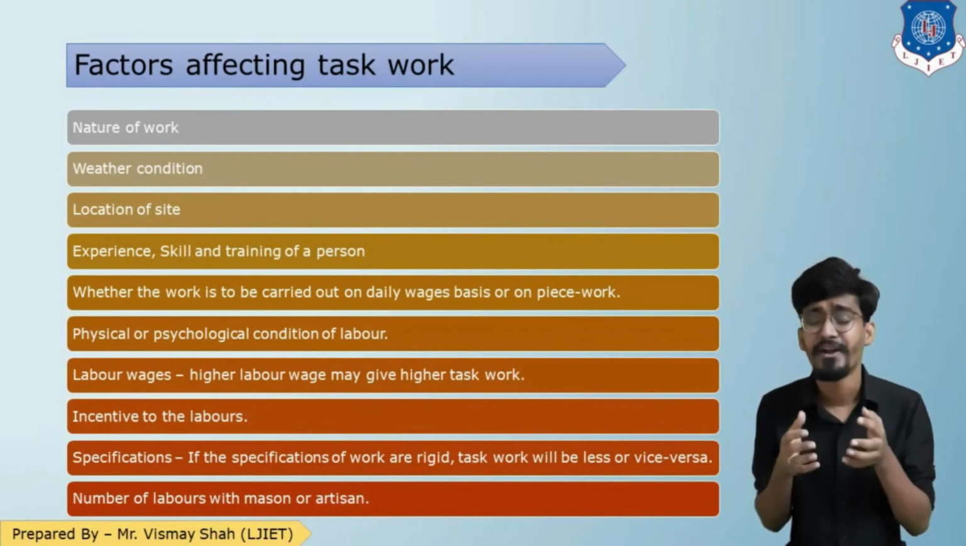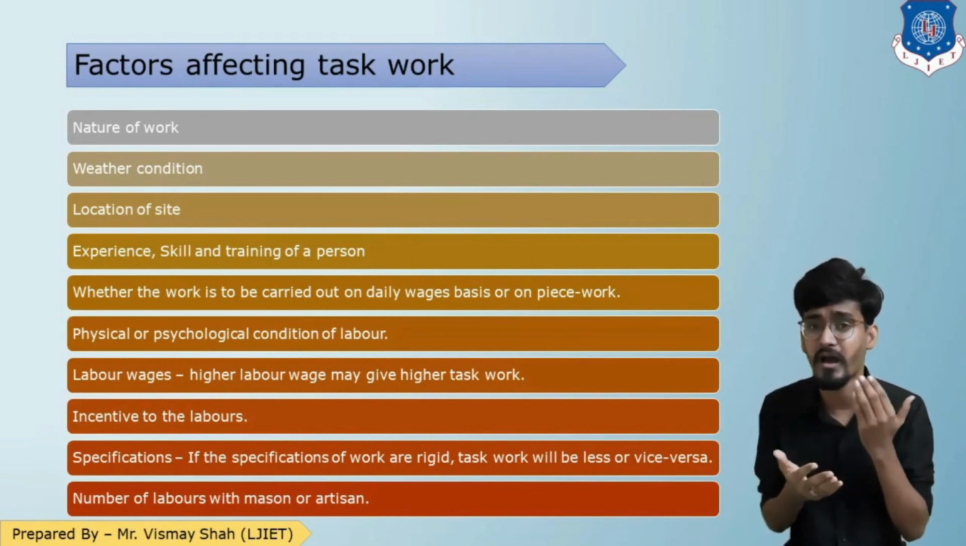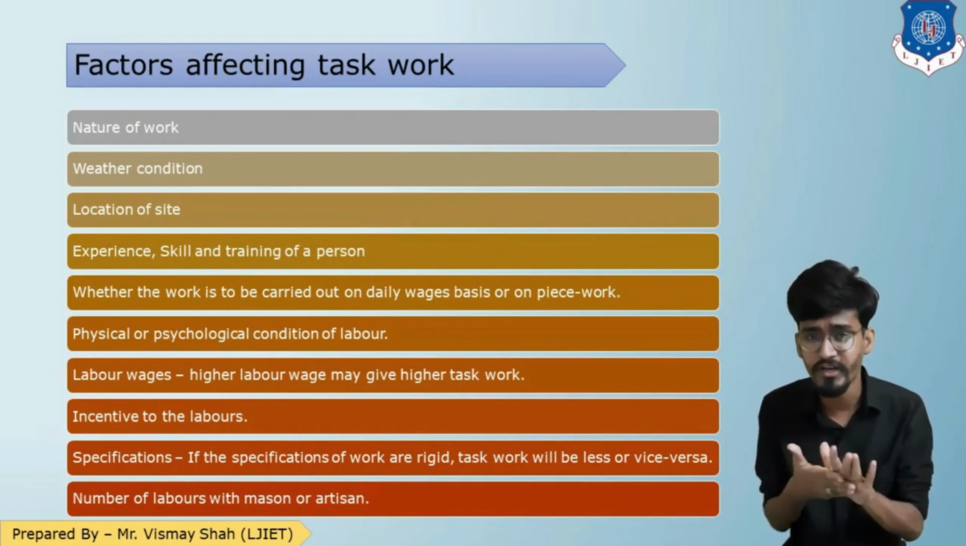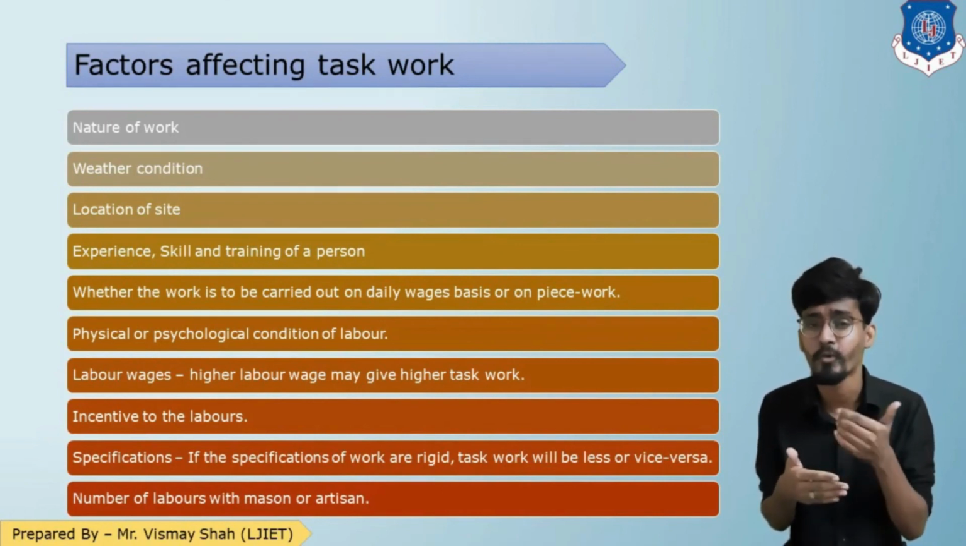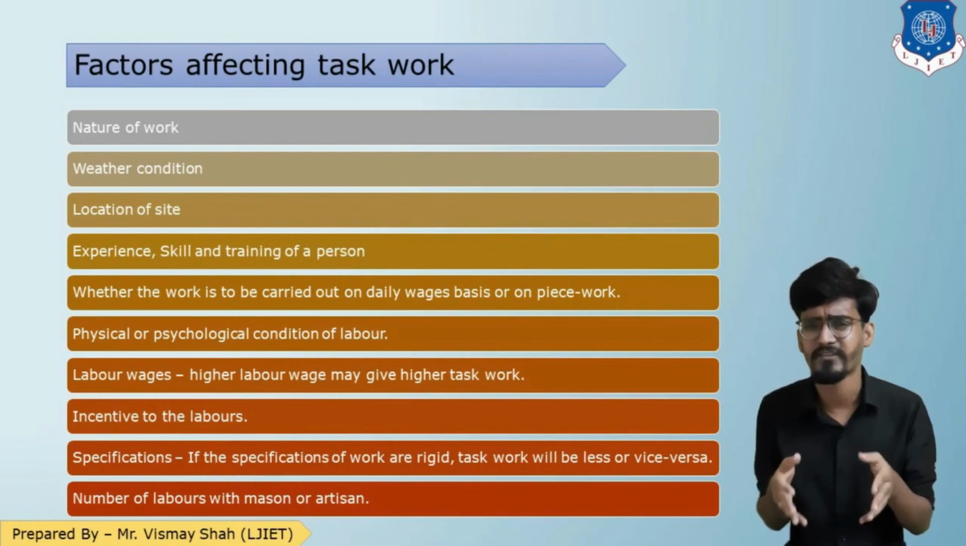And the last is the number of laborers with the mason or artisan. How many laborers you are deploying with the skilled labor: the skilled person who is going to finish the work, how many laborers you are providing to him. That also affects your task work. So I hope we are clear about what task work is and the factors affecting task work.